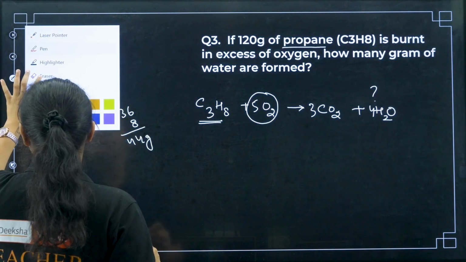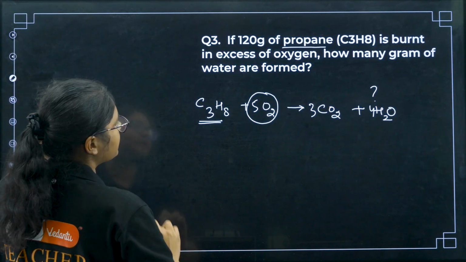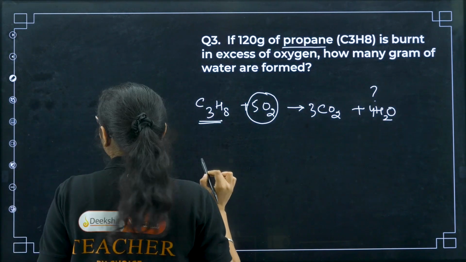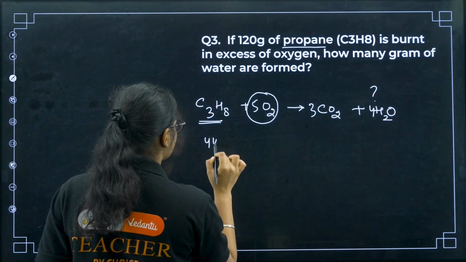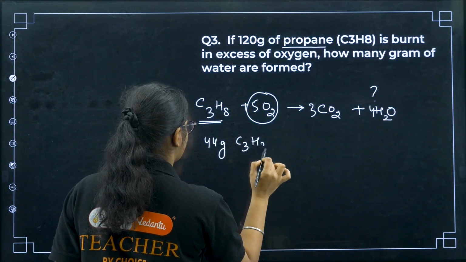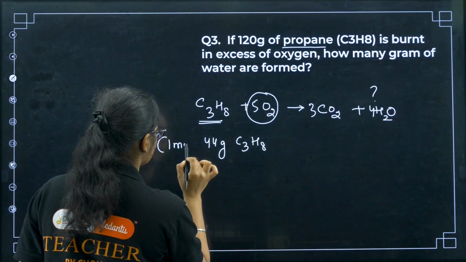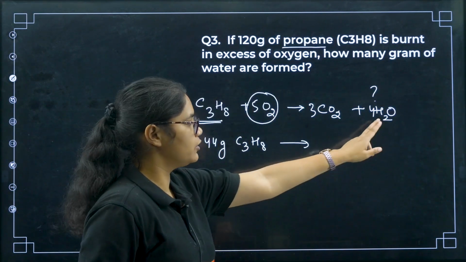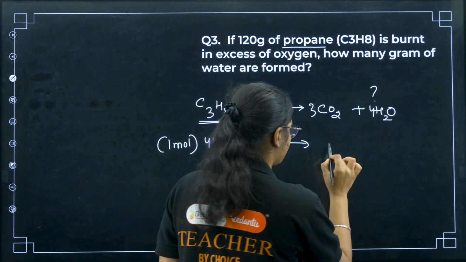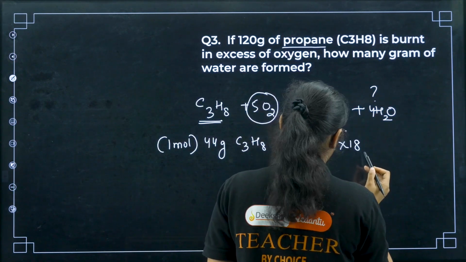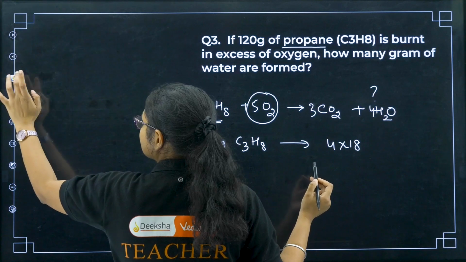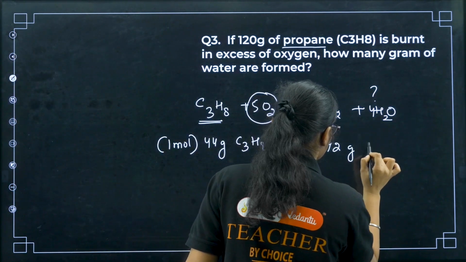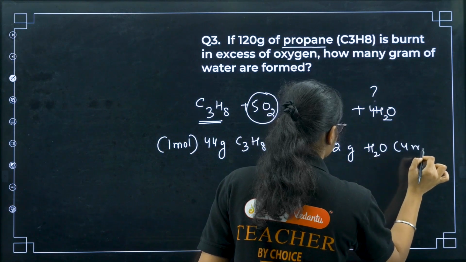So I can say here, C3H8, 12 3s are 36 plus 8, 44. So 44 gram of C3H8, that is equal to 1 mole, produces how much gram of water? 4 molecules of water. That means 1 mole is 18, 4 into 18. So I can write 4 into 18, or you can just calculate, 72 gram of water. Or you can say 4 moles of water.